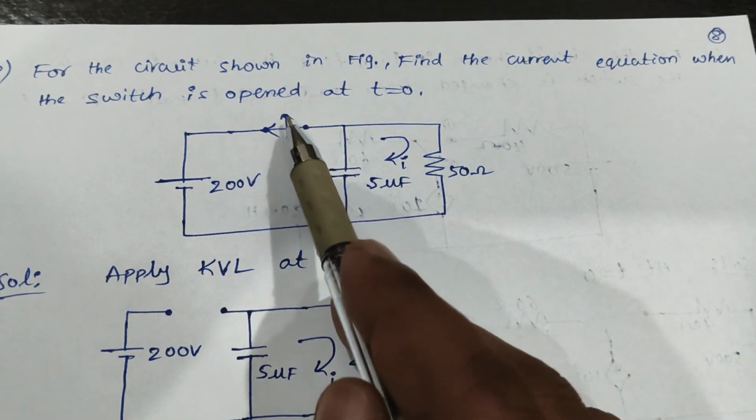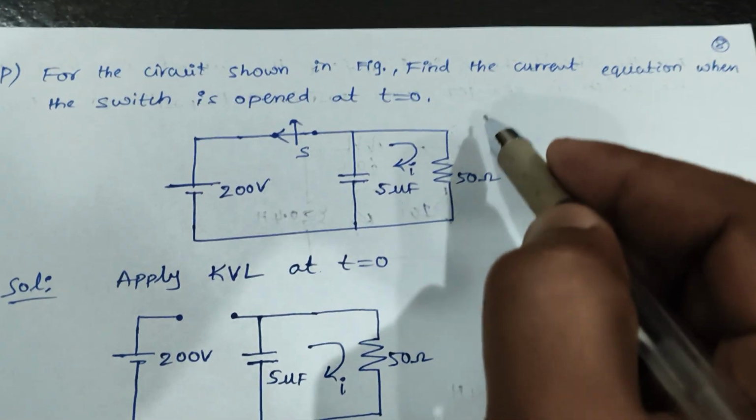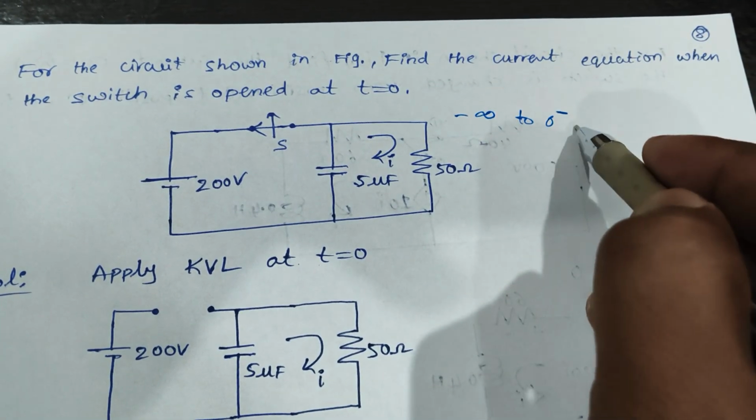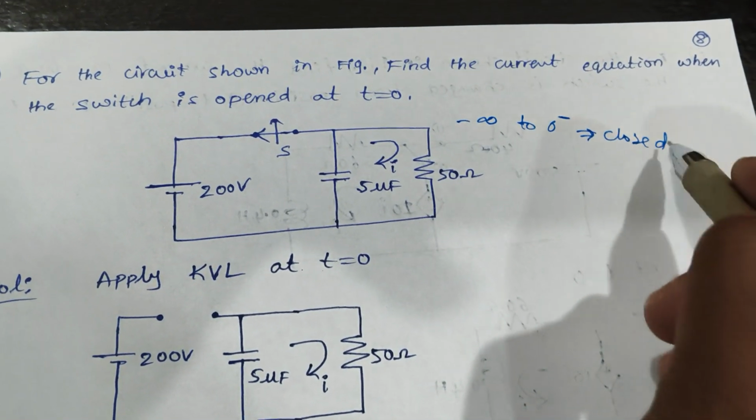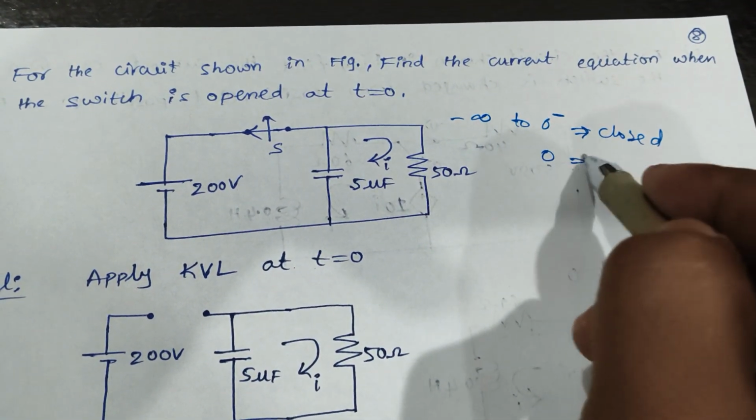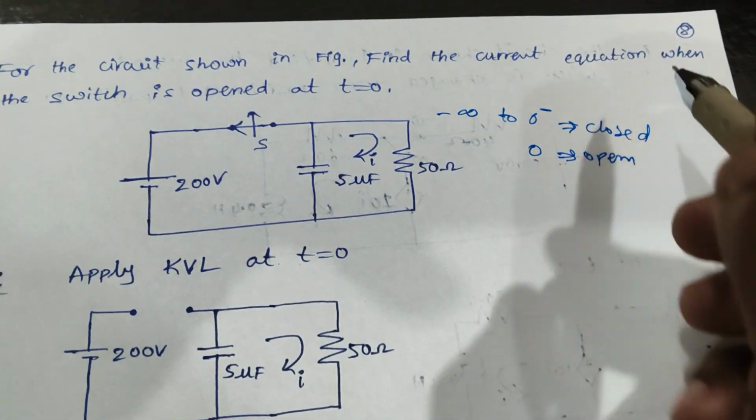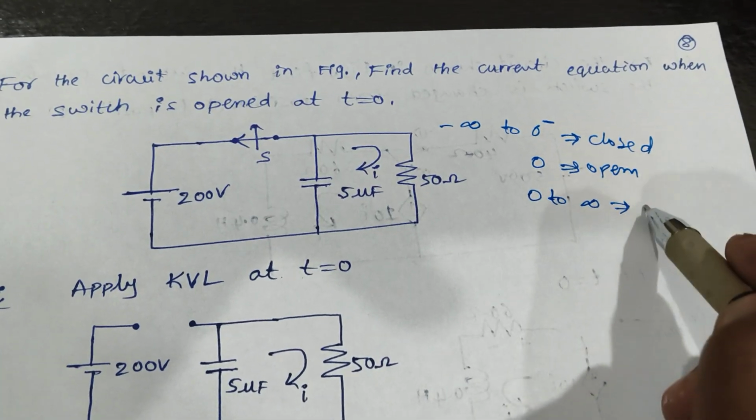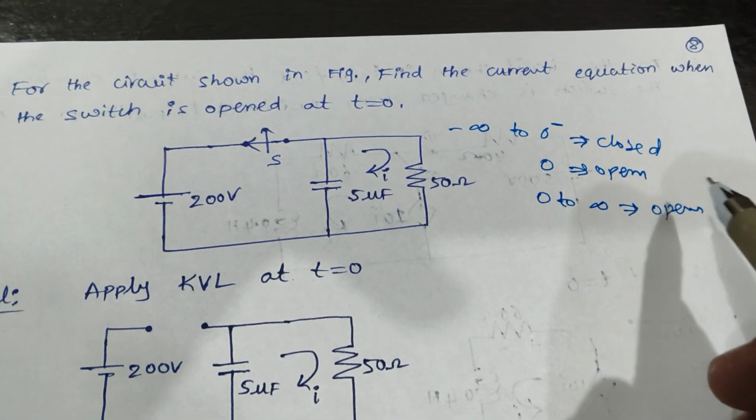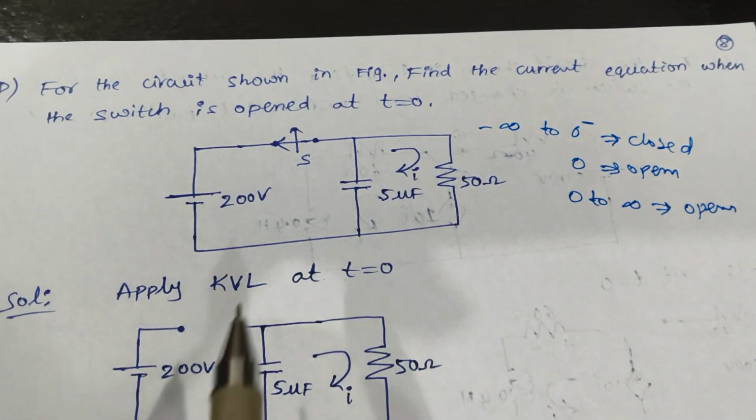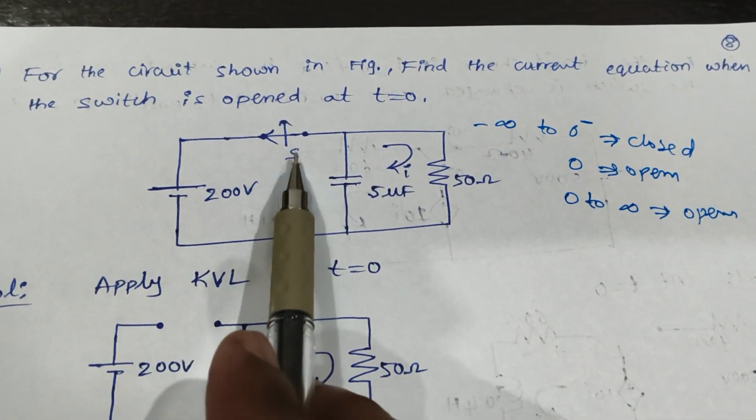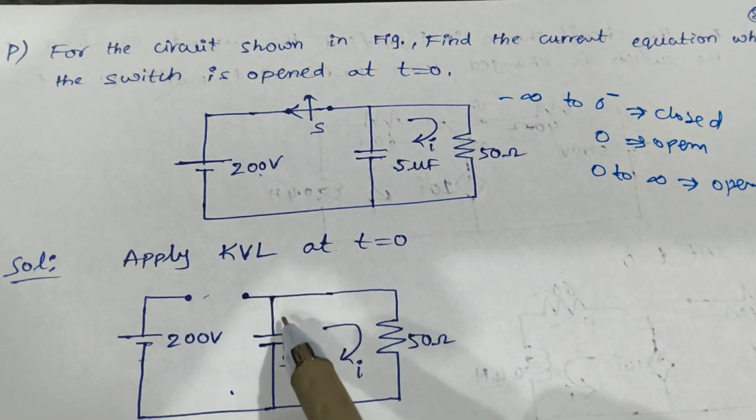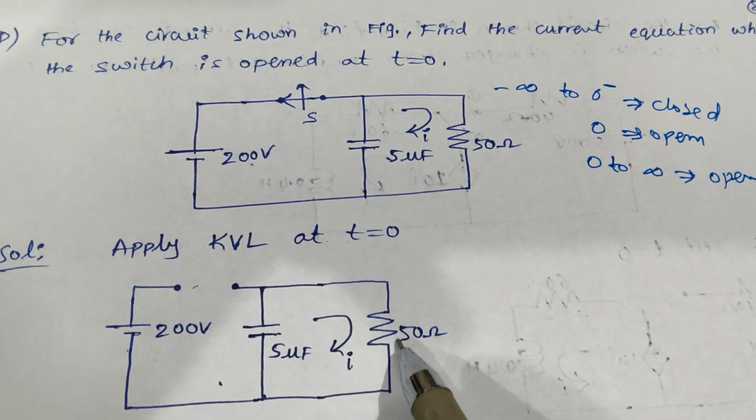Earlier, the switch is closed for a longer duration, from minus infinity till 0 minus. The switch is in closed state. At 0 the switch is open. From 0 to plus infinity also the switch is in open condition. So that's what it means. When the switch is open at t equal to 0, the circuit diagram will become like this. Switch is open, 200 volts, the same circuit diagram. 5 microfarad is connected in parallel with the 50 ohms.